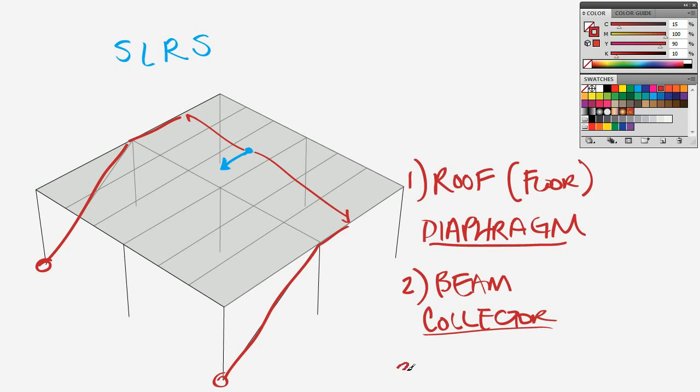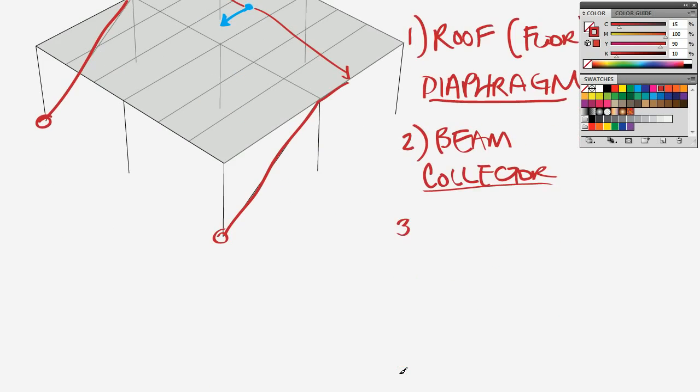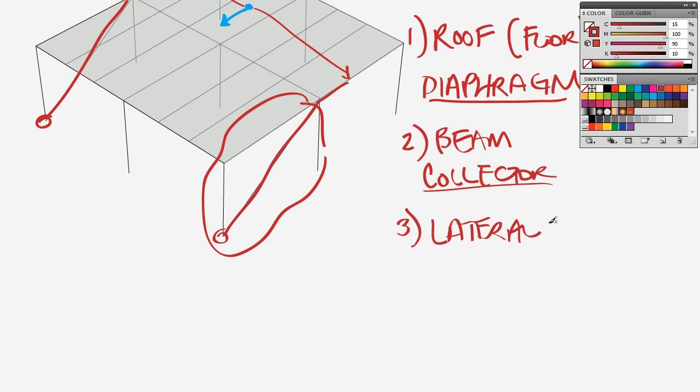And then the last element of our system, I'm going to give a general name for this whole thing. We're going to call it our lateral force resisting frame. Here I'm showing it as a brace frame. There's a brace there, but there are lots of different types of things that you could put here in this bay that could function as a lateral force resisting frame.